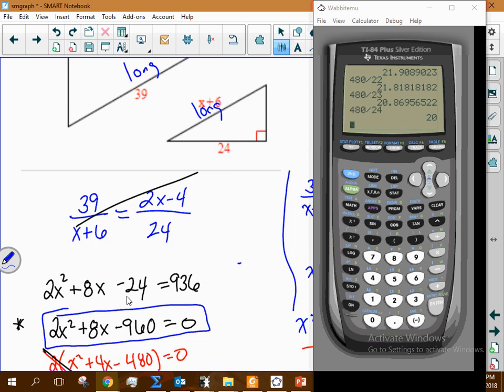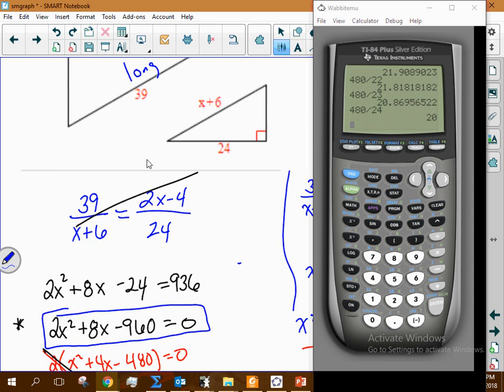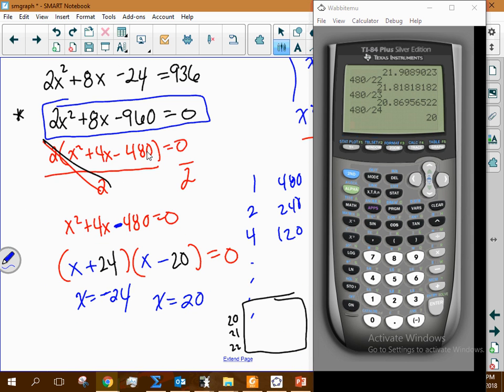negative 24, can I plug negative 24 in right here and get a viable distance? No, I get negative 18, right? And distances cannot be negative. So negative 24 does not work. It's an extraneous solution. So 20 is my only solution. It works when I plug it into both parts. So I don't need a comma in my answer. Okay. Does that kind of make sense?